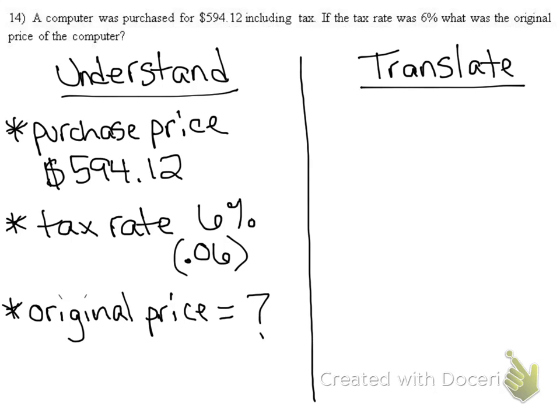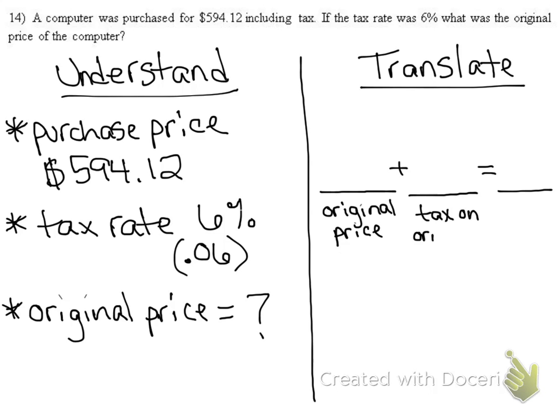When we go to translate this, in order to get the purchase price of anything, you have to start with the original price and then add on the tax. And so my skeleton is going to represent that, starting with the original price, adding on the tax, equaling the purchase price. Since original price is what I'm solving for, that's my unknown, I'm going to use x to represent the original price.